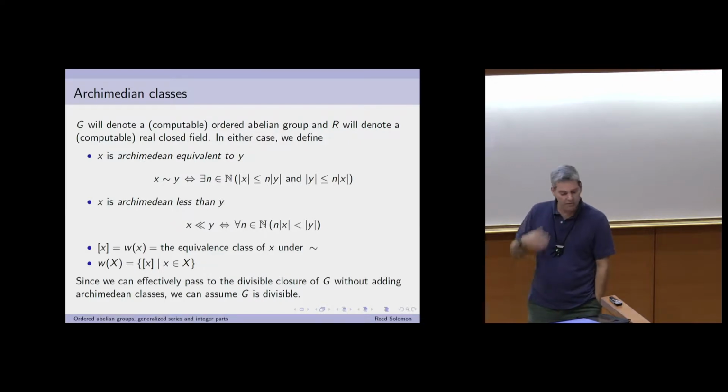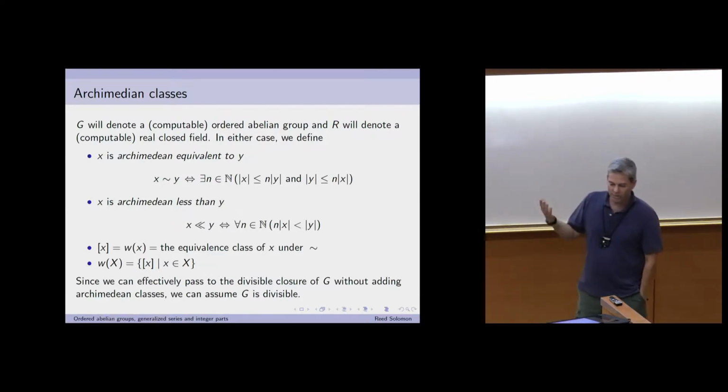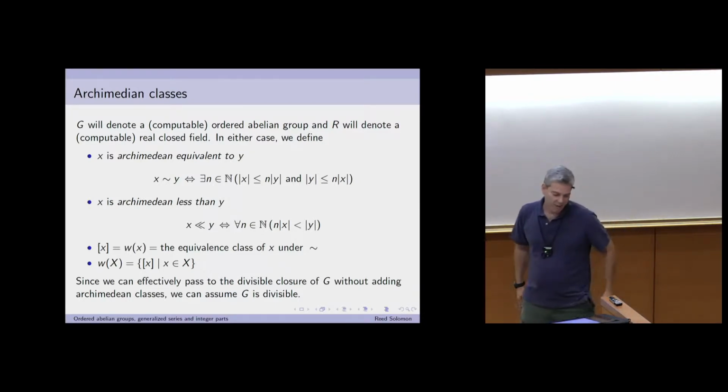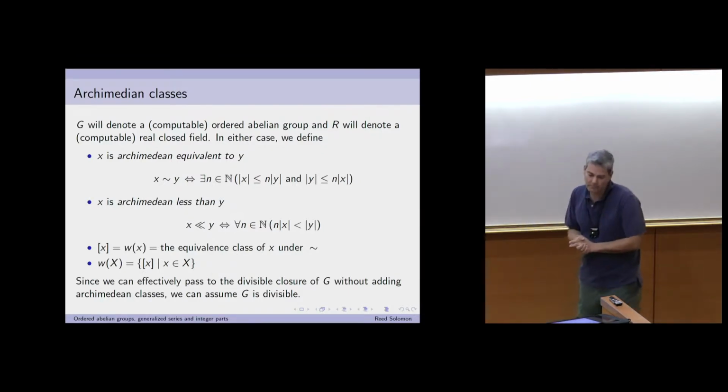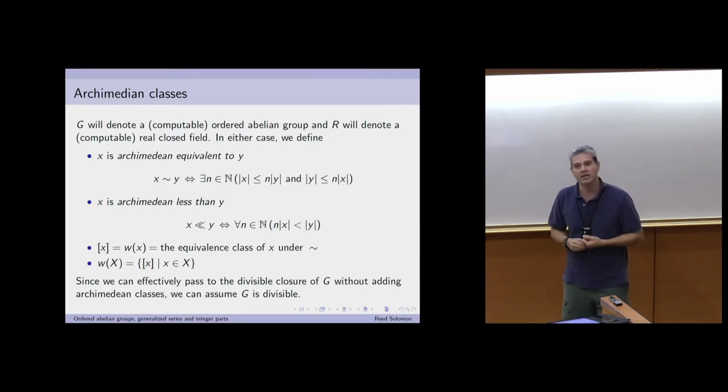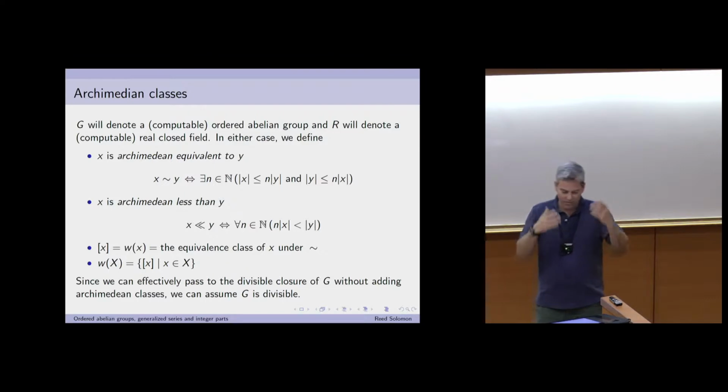So throughout, G will denote an ordered abelian group, which I'll assume is computable, although everything I do is uniform. It could all be done relative to G. R will denote, again, a computable, say, real closed field. So in either case, we have the notions of two elements being Archimedean equivalent, or one element being Archimedean less than another, which are just the standard notions. And I'll use either square brackets x or w of x, the weight of x, to denote the equivalence class of x under the Archimedean equivalence relation. And if I have a set of elements, w of a set, the weights of the elements in that set, are just the set of Archimedean equivalence classes represented by the elements.